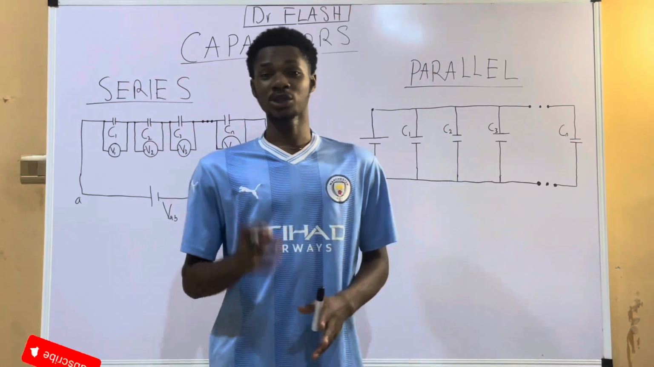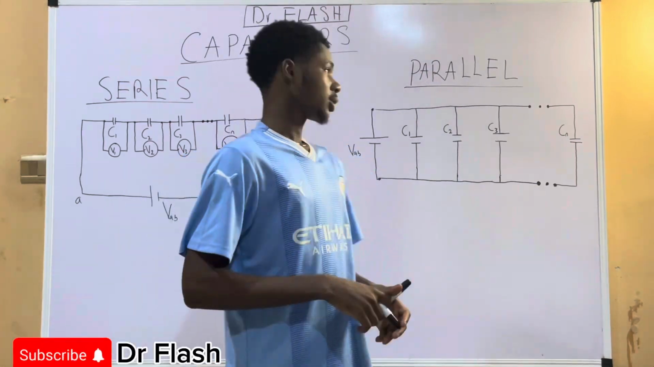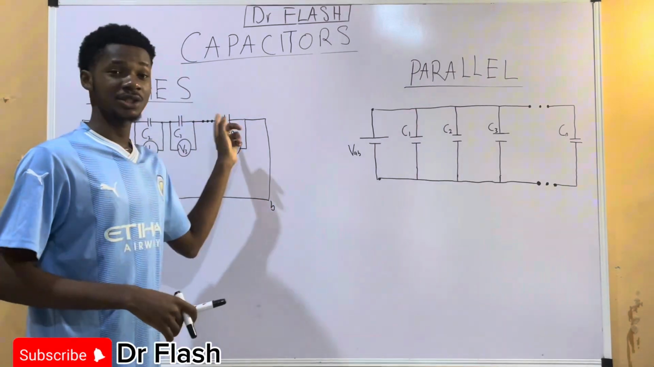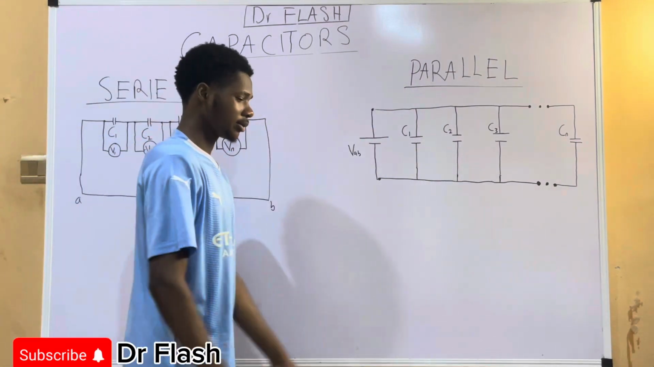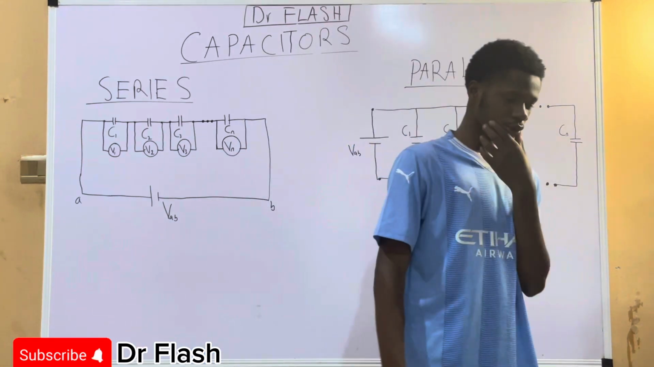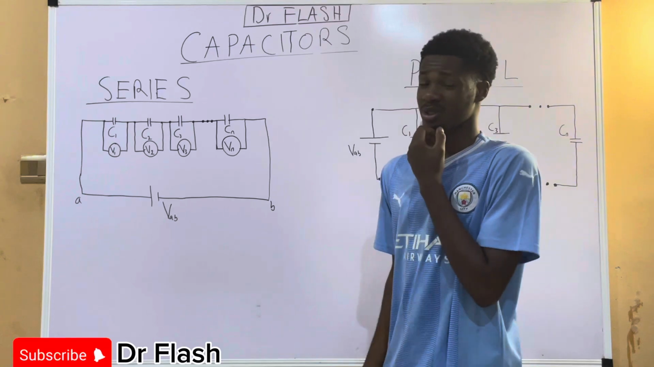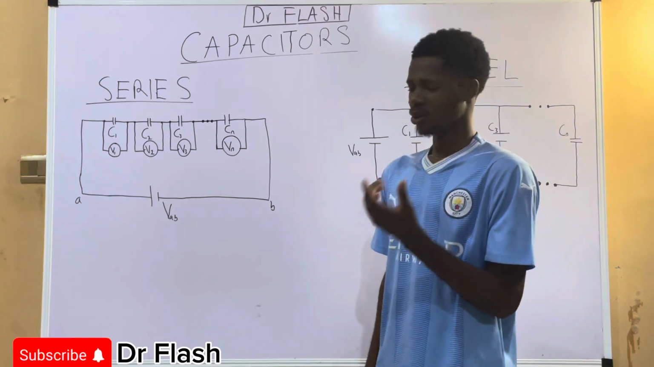In this video, we're still going to be talking about capacitors. But under capacitors, we're going to be talking about capacitors when they are arranged in series and in parallel. Now, the first question most students ask is how then do you identify when capacitors, or cells in general, are connected in series or in parallel?